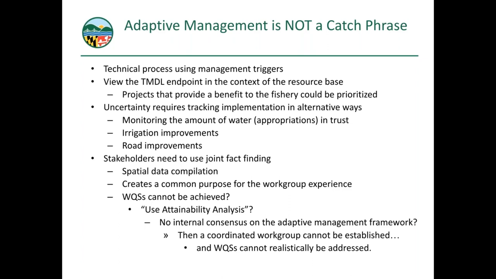It's a technical process that requires management triggers. It requires folks who are working to manage a natural resource to have those short, mid, and long-term horizons. And then if a target is not met, if a target is not hit, then what is the threshold for triggering an action? And again, how do we do that keeping in mind that we're always working towards protecting that fishery?